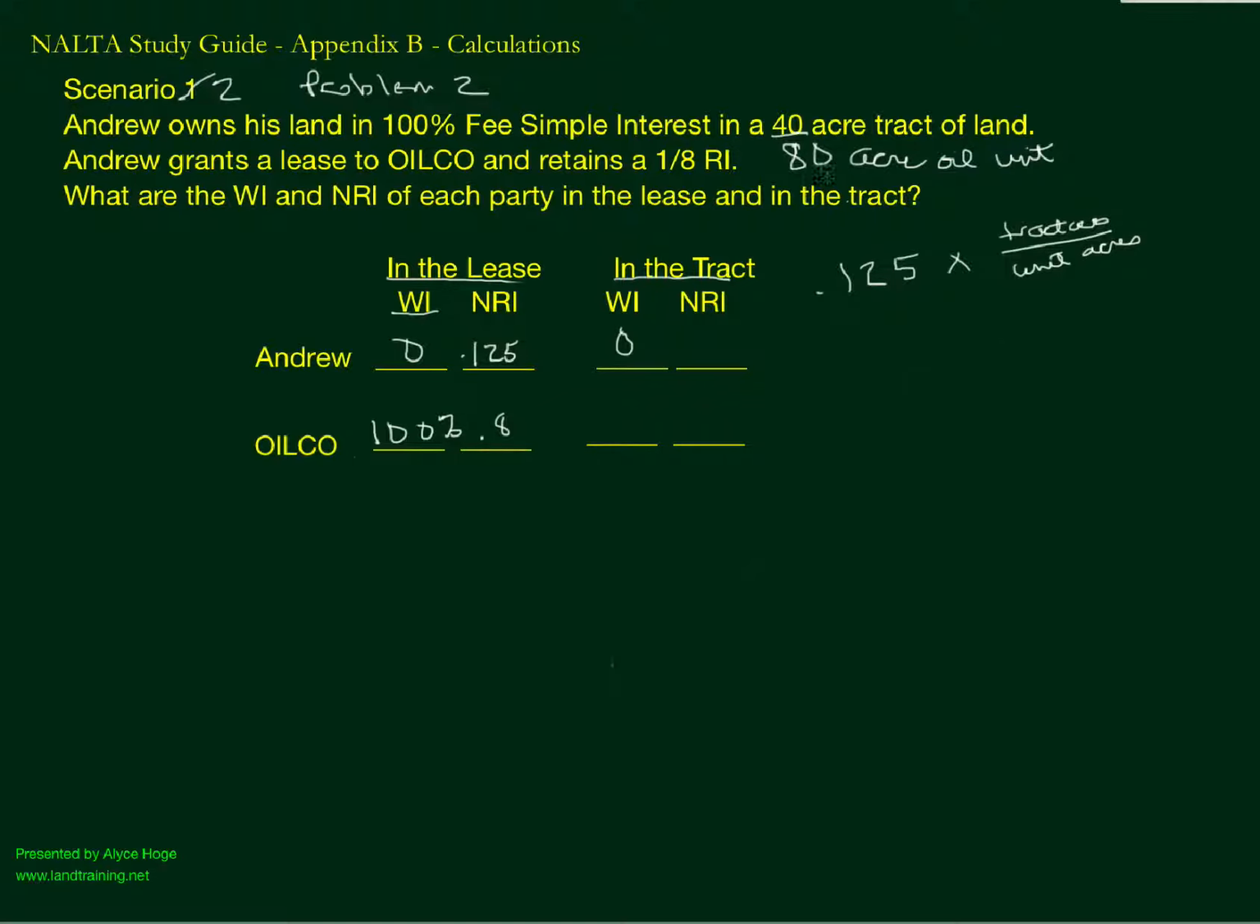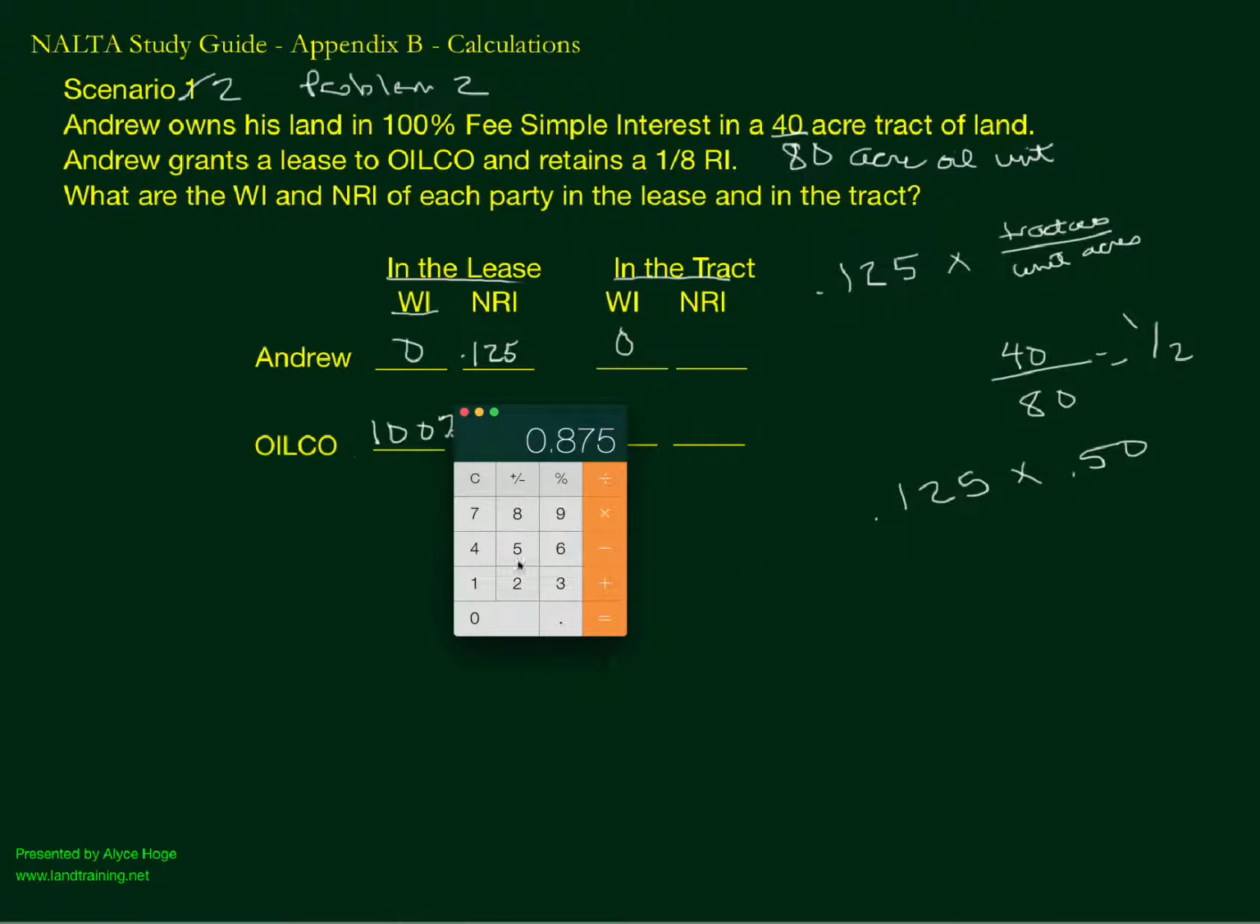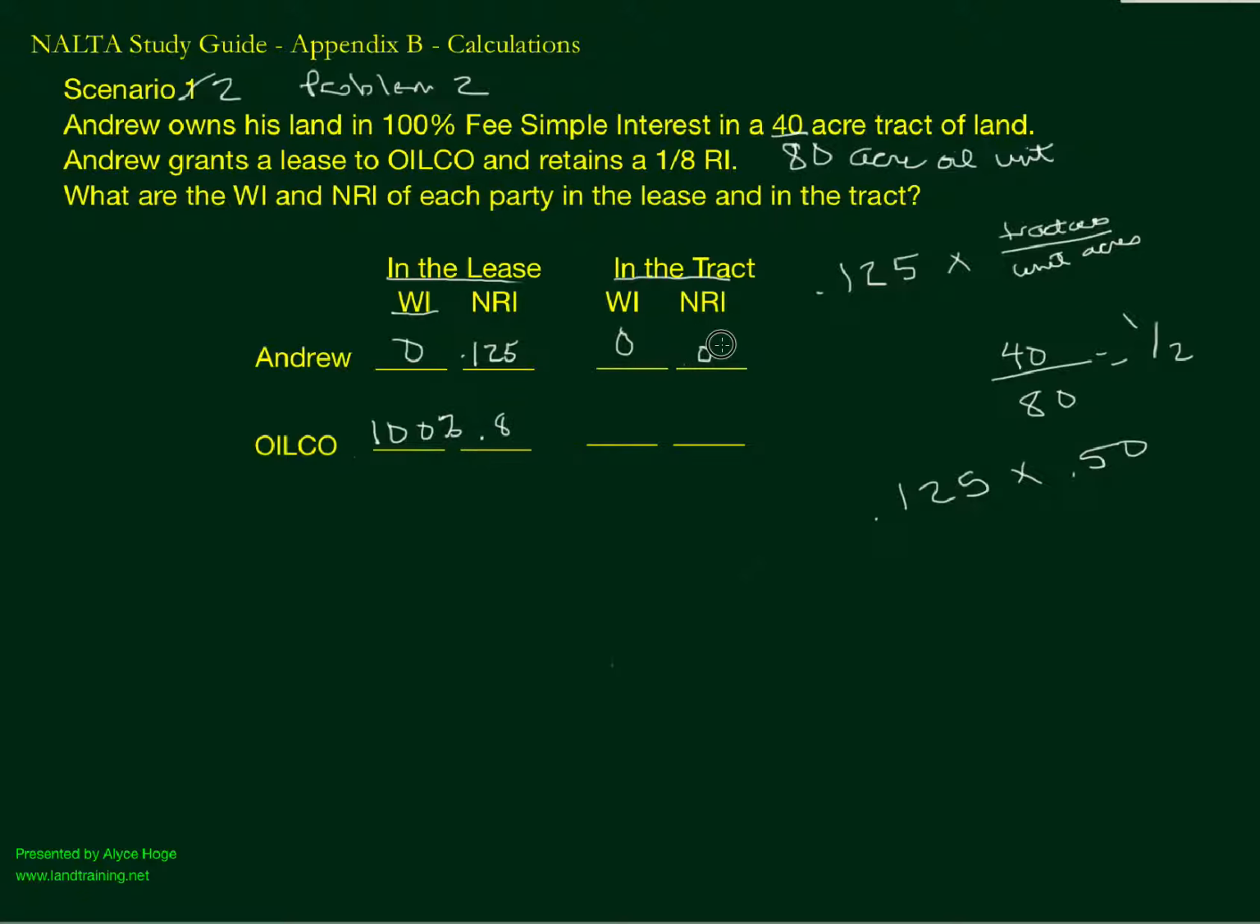So the tract acres are 40 acres, and the unit acres is 80 acres. So we can see pretty quickly that this is a 1/2 interest, 40 over 80. So we're just multiplying 0.125 times 1/2, or 0.125 times 0.5. And that's going to make Andrew's net revenue interest in the lease a 0.0625 once it's placed in the unit. So that is 0.0625.